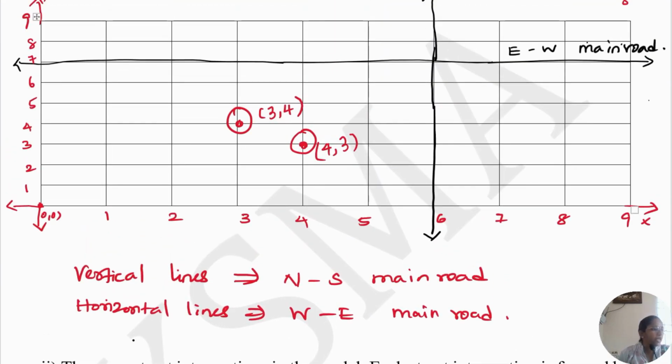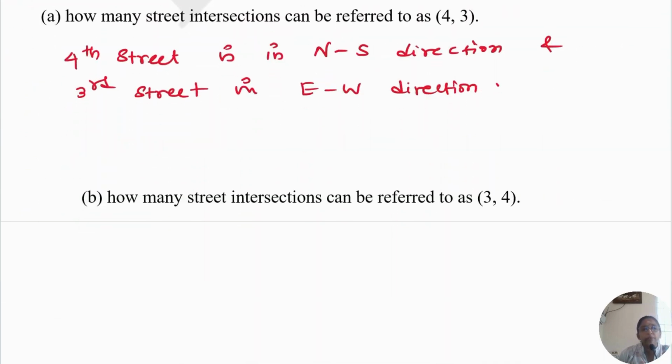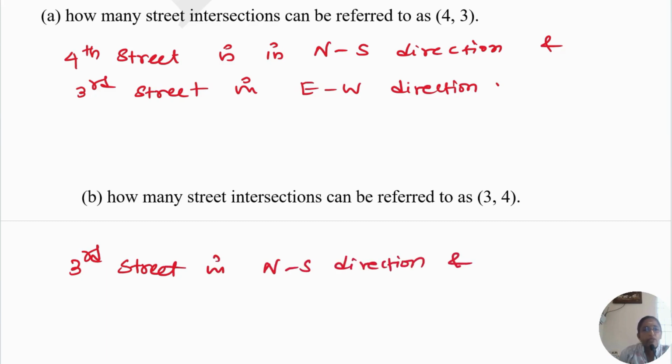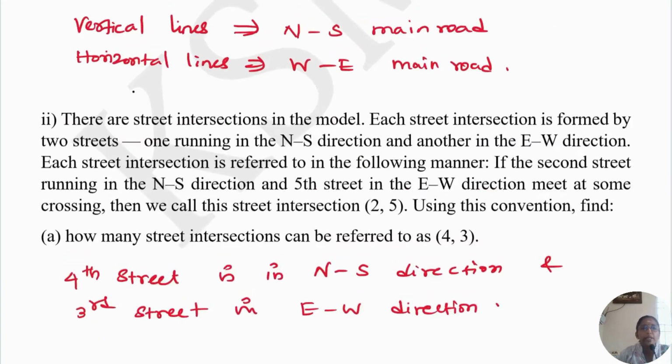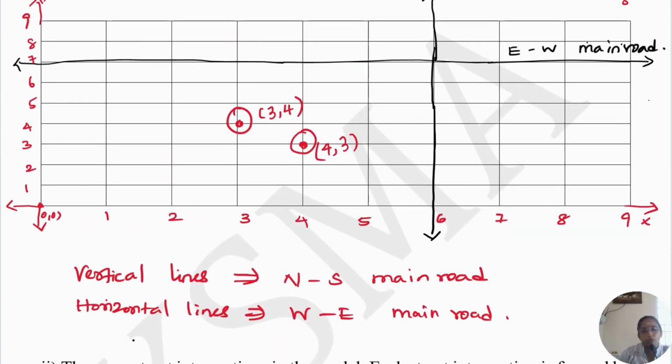4, 3 we know very well. And in the second subdivision, B subdivision, how many street intersections can be referred to as 3, 4? So here it is third street, so third street in north-south direction and fourth street in east-west direction. So look at your data in the graph: 3, 4 and 4, 3.